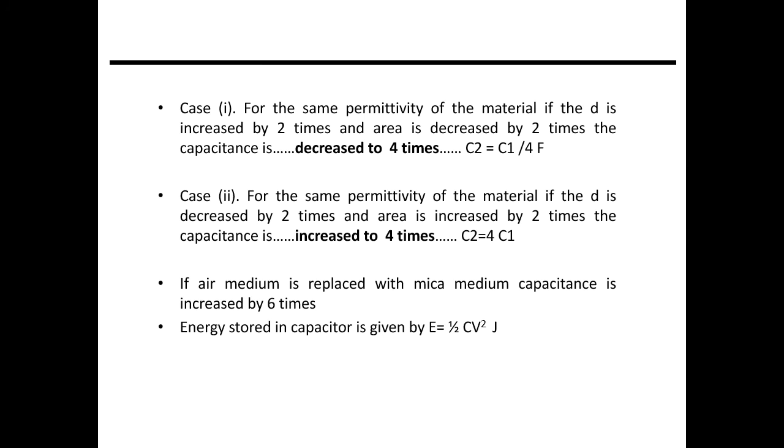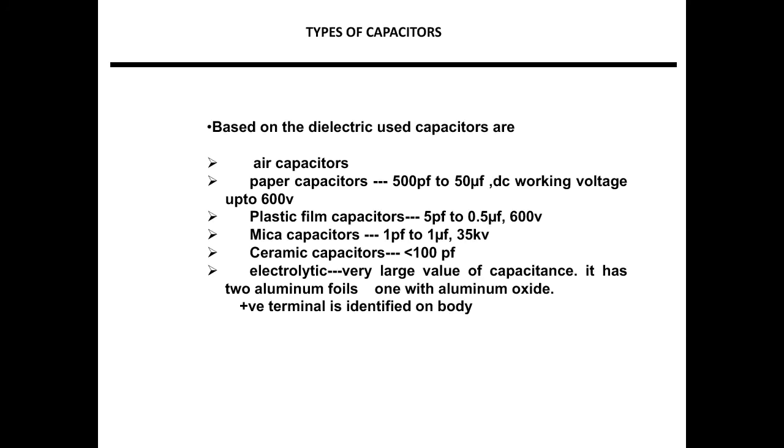Now, types of capacitors. Types of capacitors are based on the dielectric material used. If air is used as the dielectric material, that is an air capacitor. If paper is used as the dielectric material, it is a paper capacitor. If plastic film is used as the dielectric material, it is a plastic film capacitor. And if mica is used as the dielectric material, that is a mica capacitor. Based on the dielectric material used, the capacitors have been classified.